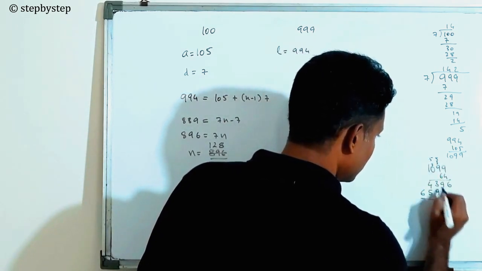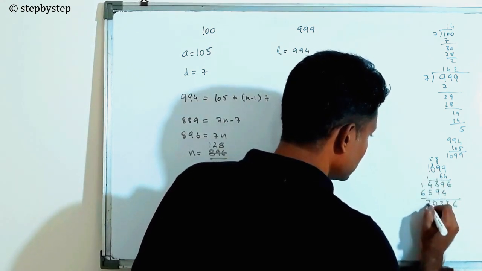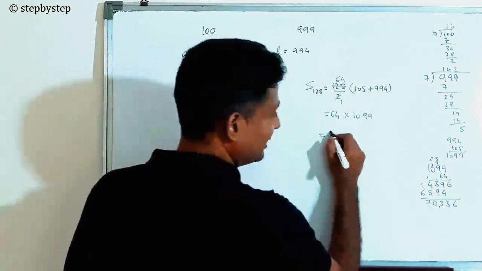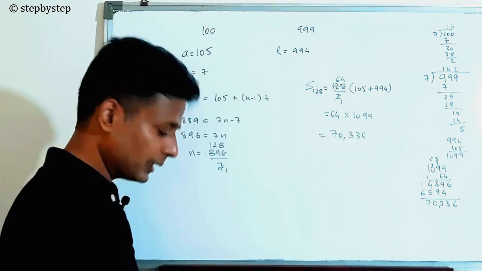So 6, 3, 1, 10, 13, 1, 10, 1, 7. So the answer is 70,336.